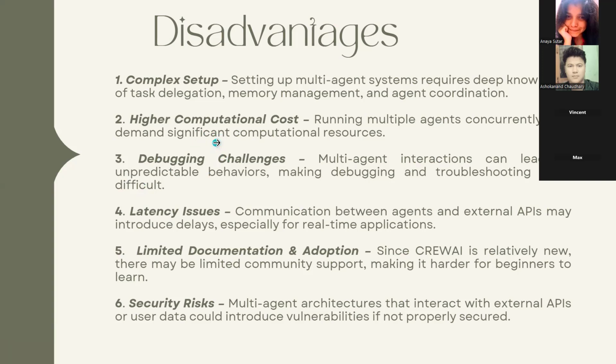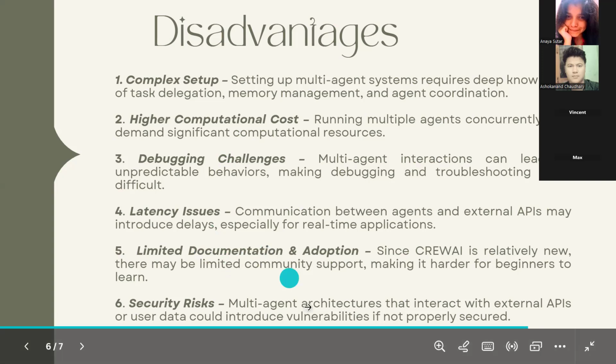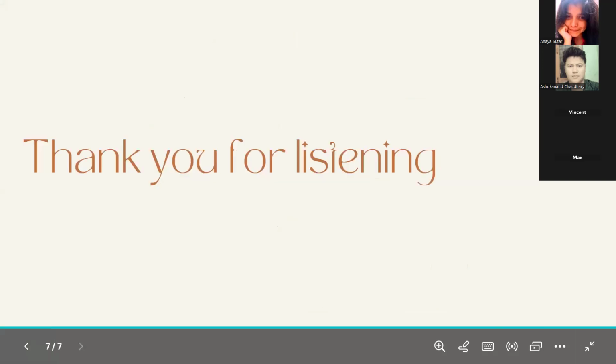Second, it is high in computational costs. Debugging can be challenging, especially if you don't have background knowledge of multi-agent systems. It has latency issues. It is limited in documentation and adoption. Since CrewAI is a new technology for now, not many companies or people use this framework yet, and documentation can be a limiting factor. And lastly, security risk. So that is all for my presentation.